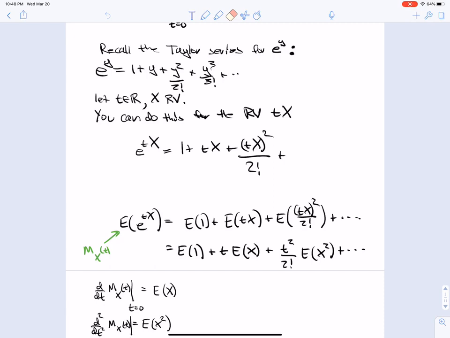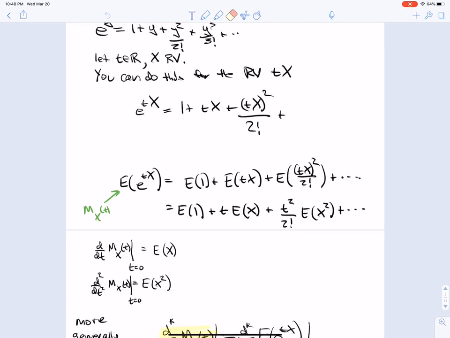Here I'm distributing the expectation across an infinite sum, which requires some justification, but let's not worry about that now. And we can pull the constant t out of the expectation. For example, if you take the first and second derivatives, set t equal to 0 of those, you can easily see that you pick out the first and second moment. So essentially, the moment generating function has information about all of the moments, and you just need to pick it out by taking the kth derivative and setting t equal to 0.